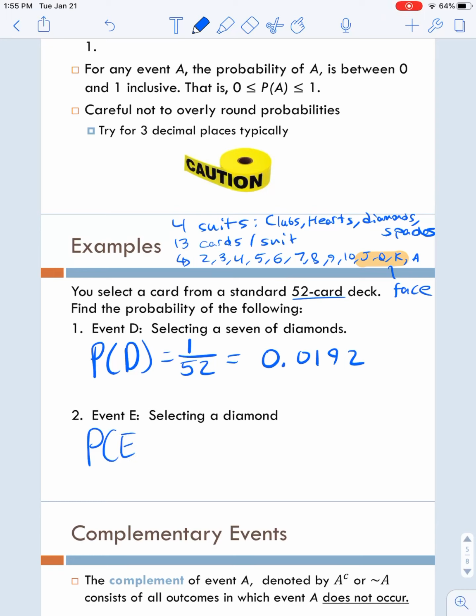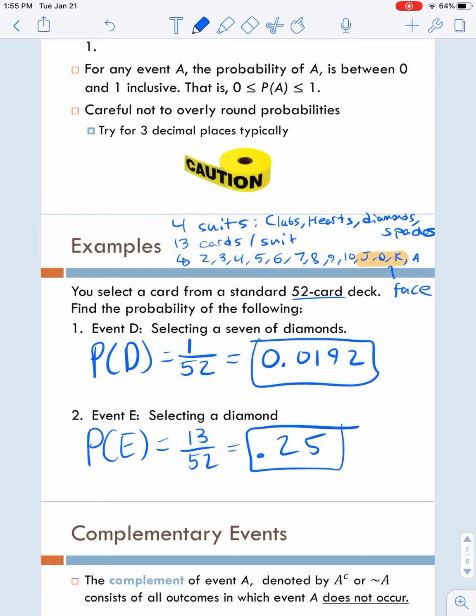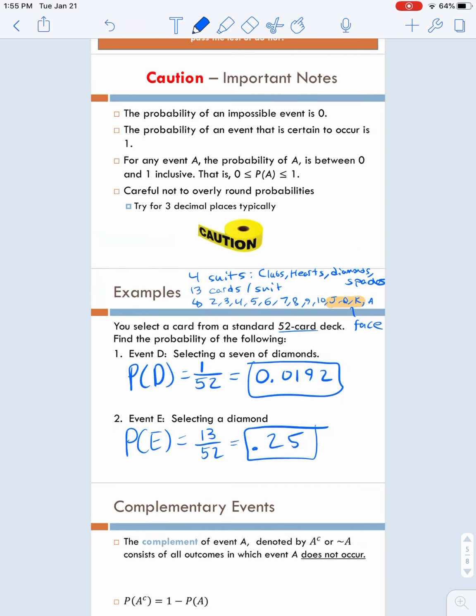Probability of event E. Okay, well, selecting a diamond. How many diamonds are there in the deck? 13. How many cards are there in the deck? 52. So that's going to be 0.25. Now, we always want to leave our final answers in probability as decimals. So we don't want to do the fraction. We want to get it into a decimal every time.